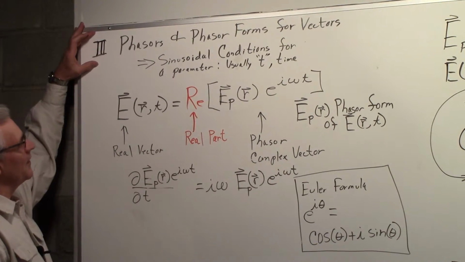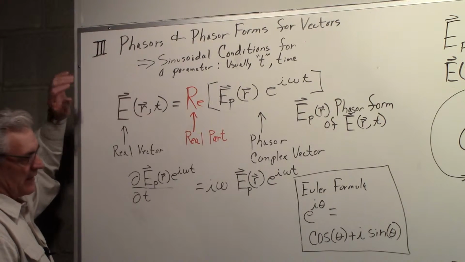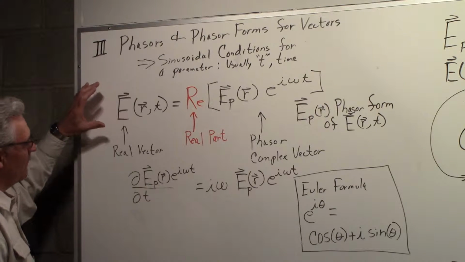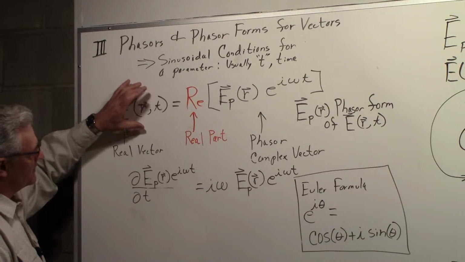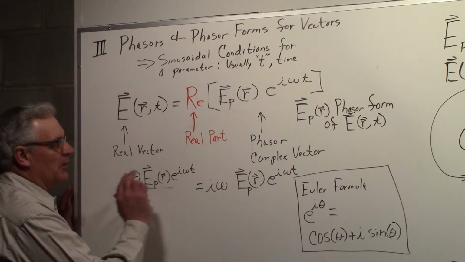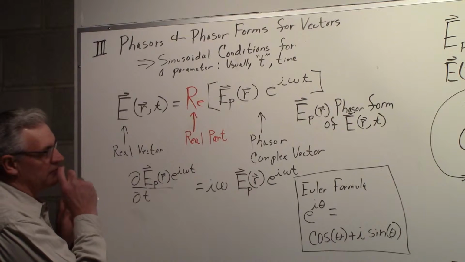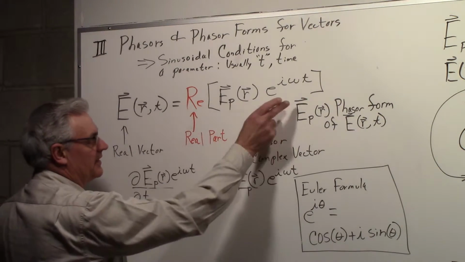We did a part 1 and part 2 on phasors and phasor forms for vector. So a lot of the details are explained in those parts. But basically what we have is a real vector, the vectors that we normally use, which is a function of position and time. And we can write that as a phasor form of the vector, a complex vector, which is only a function of position times e to the i omega t.